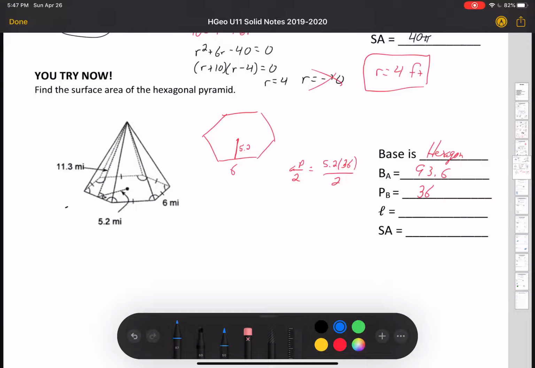Slant height is fortunately given to us, so we don't have to do any more work there. So now we can just plug it into our formula. Surface area is equal to area of the base plus the perimeter of the base times the slant height divided by 2. And when we solve that, we are going to get the surface area to be 297 miles squared.